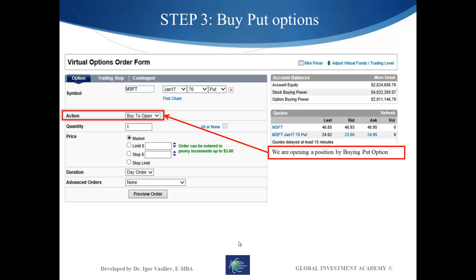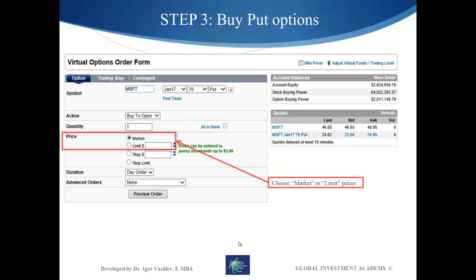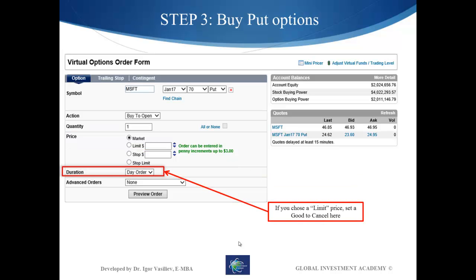So if you want in the future to close that option, you sell your insurance by closing the position. Okay, but right now we buy to open. Again, we do one contract because it controls 100 shares, and we can do it at limit or market. I choose market, and as you can see, straight away it was set as a day order.